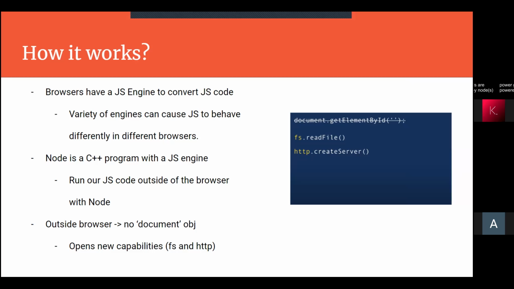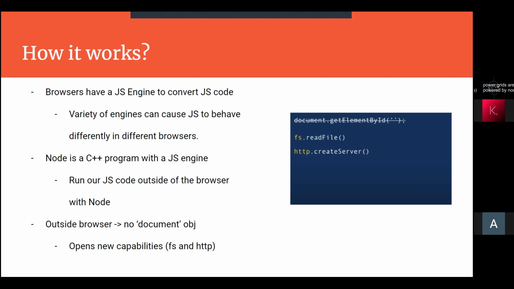Okay. So first of all, every browser has a JavaScript engine in order to convert the JavaScript code into machine code. This is something that they do so that the computer can understand what your JavaScript code means. For example, Chrome uses the V8 engine, and other browsers use slightly different engines. But this variety of engines can cause JavaScript to behave slightly differently. This isn't really a big problem anymore, but different browsers do use different JavaScript engines.